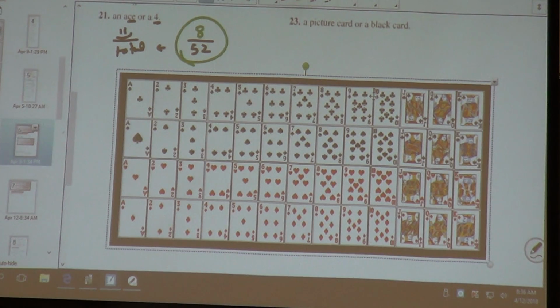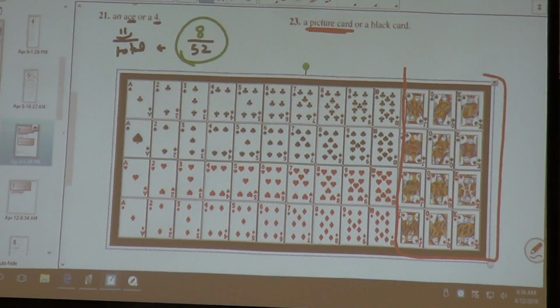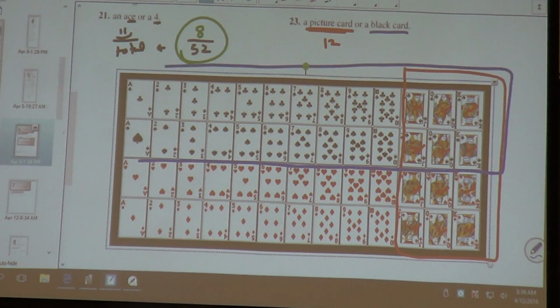Okay, so it doesn't matter which one I do first. If I go to picture cards, do you agree that all of these are picture cards? Yes. So that's 1, 2, 3, 4, 5, 6, 7, 8, 9, 10, 11, 12. So there's 12 picture cards. Now, if I go to the black cards, all of these are the black cards. But I don't need to count those because that would be double dipping.